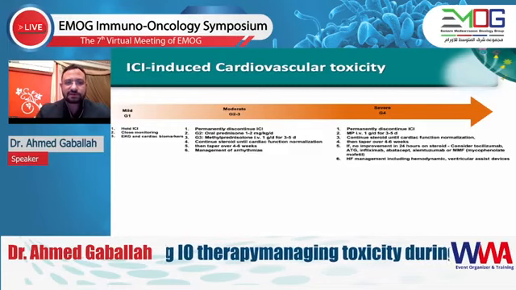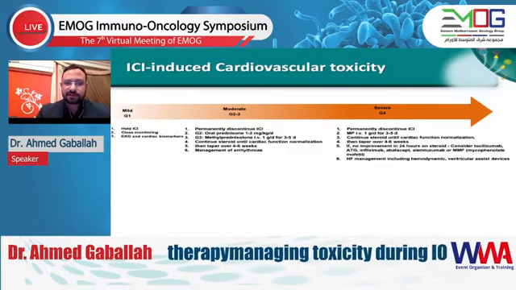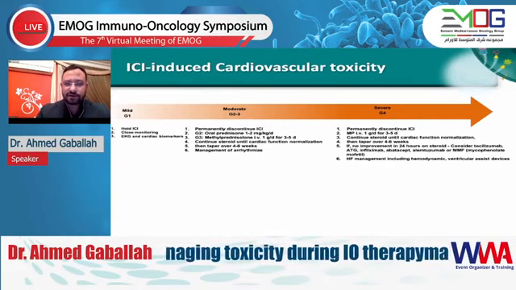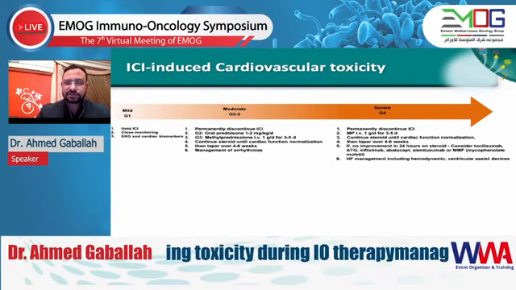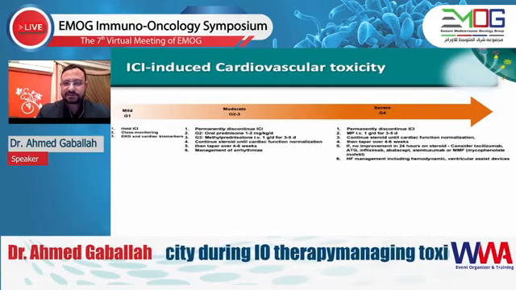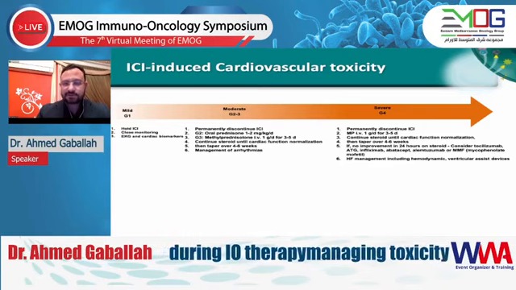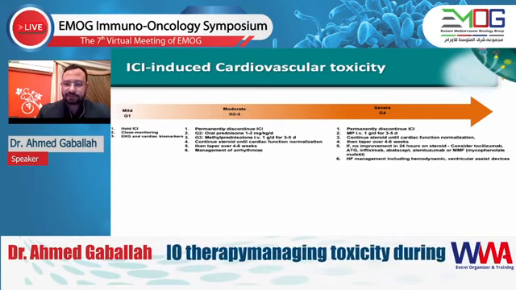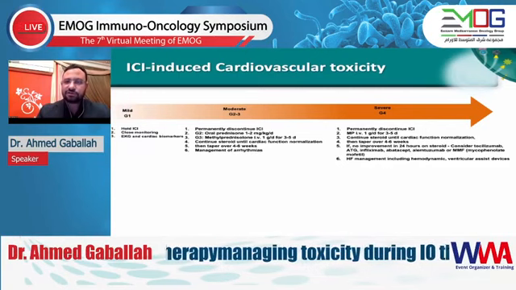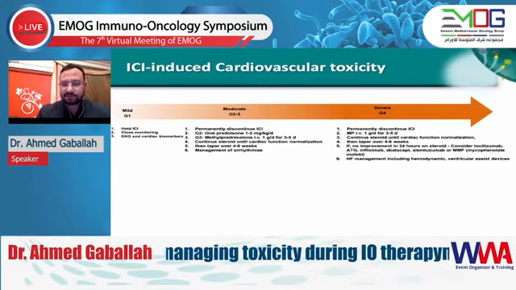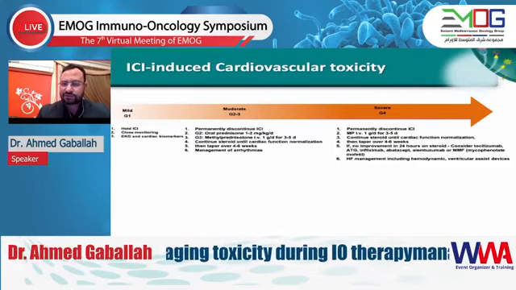For grade 2 and 3, we start with oral steroids, and if the patient is not improving, or grade 3, we start immediately with IV steroids with continuous monitoring of the cardiac function. And once the patient improves, we can taper the steroids over 4 to 6 weeks. If we have severe cases, the patient should be admitted to hospital, methylprednisolone at a high dose of 1 gram per day for 3 to 5 days, and then we shift to lower doses in the following days. And once the patient improves, we can taper the steroids over 4 to 6 weeks.